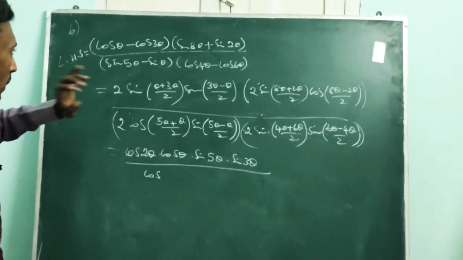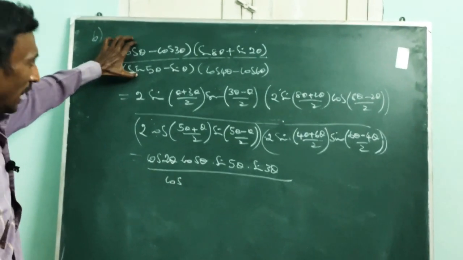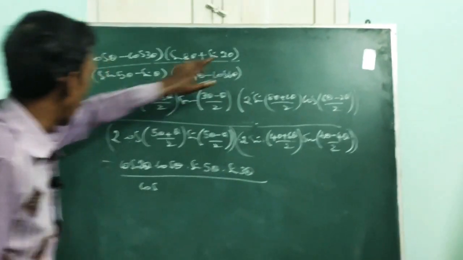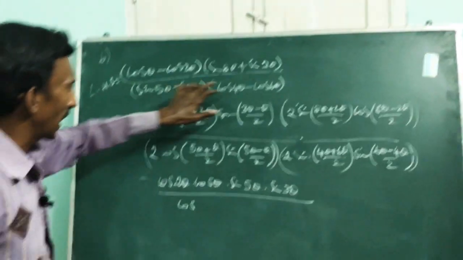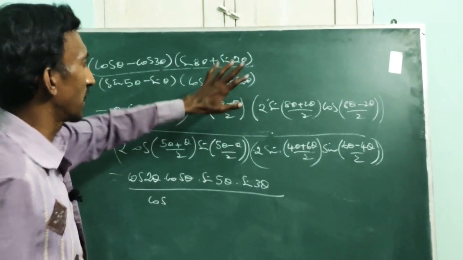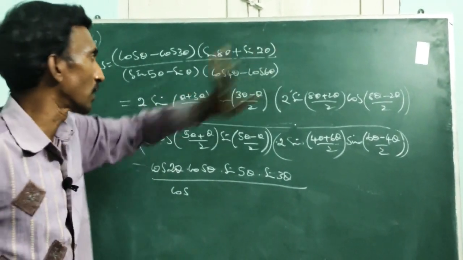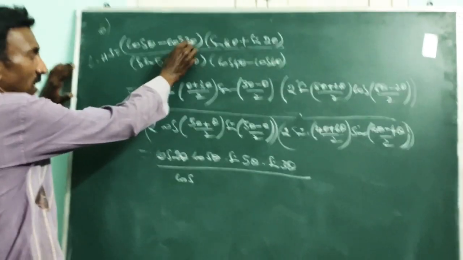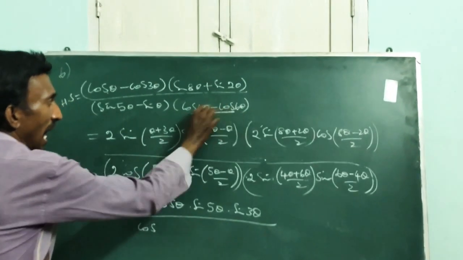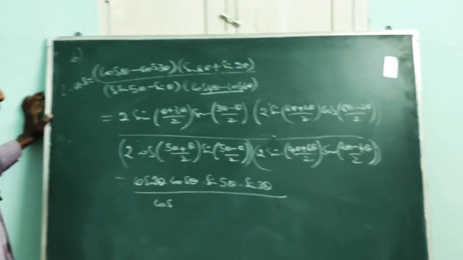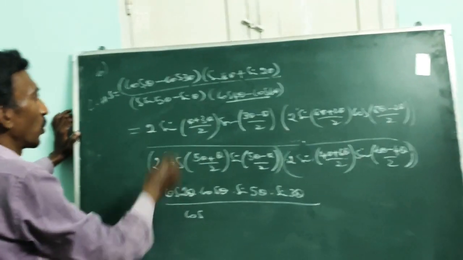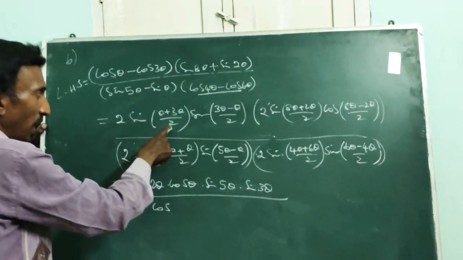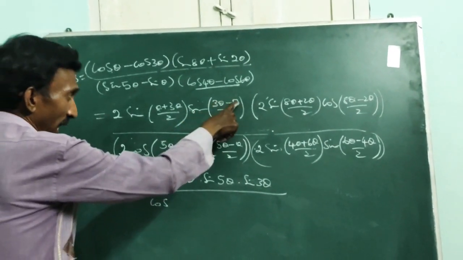Question number 6 in the exercise 3.6. Show that the LHS (cos theta minus cos 3 theta) into (sin 8 theta plus sin 2 theta) by (sin 5 theta minus sin theta) into (cos 4 theta minus cos 6 theta) equal to 1. Our aim is to prove it is equal to 1. So take the LHS. It is of the form cos C minus cos D. The formula is 2 sin C plus D by 2 into sin D minus C by 2.